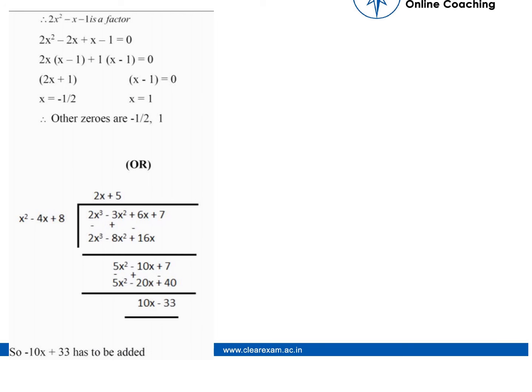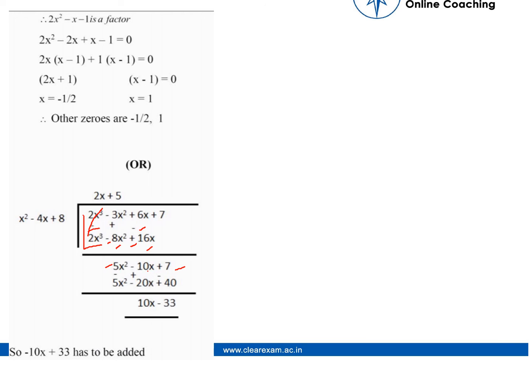Okay, so 2x into x² will be 2x³. The operator changes, it becomes minus and it gets cancelled out. For the other, −4x into 2x is −8x², and 8 into 2 is 16x. This becomes positive and this becomes negative, because these are the operators before changing the value. So it becomes 5x² − 10x + 7.